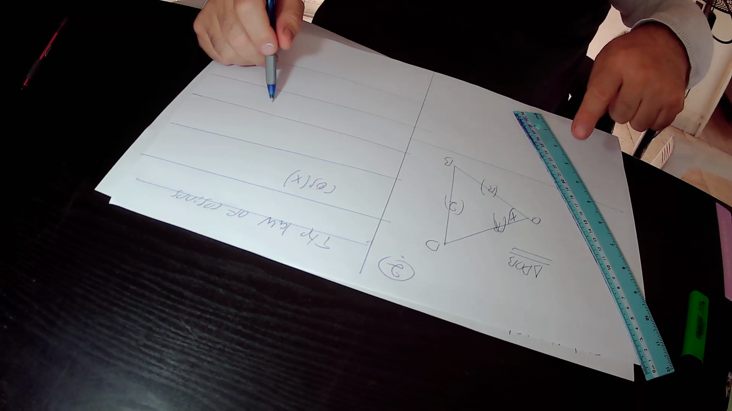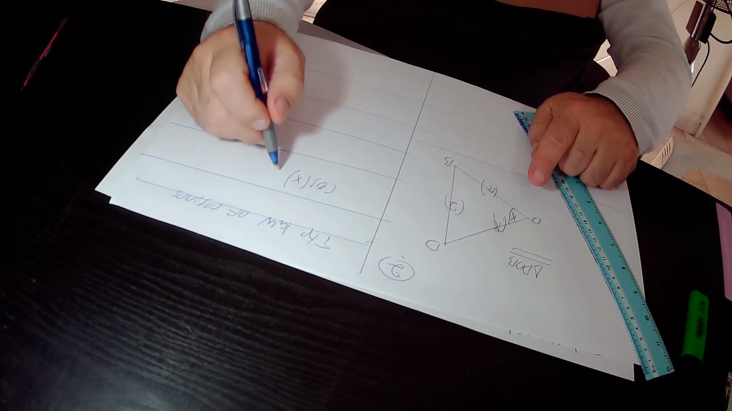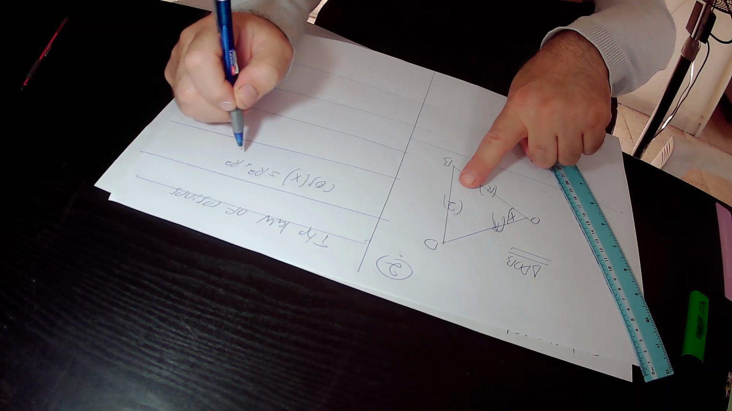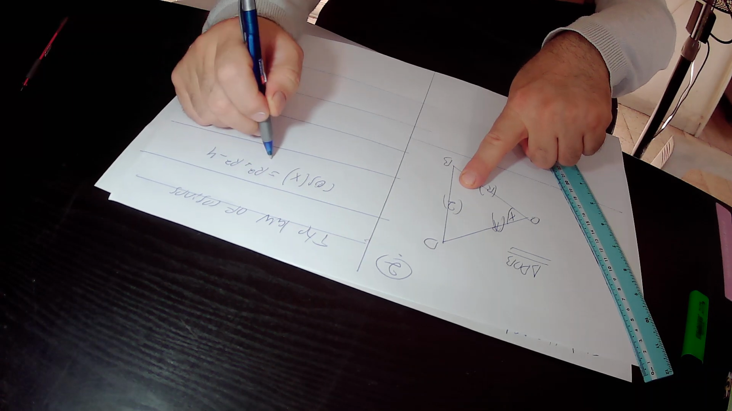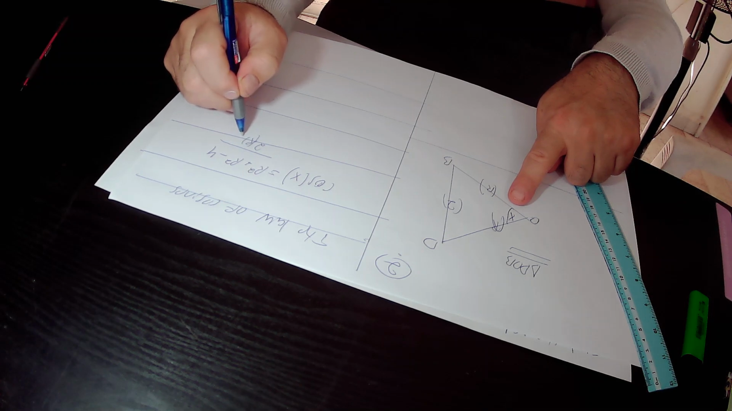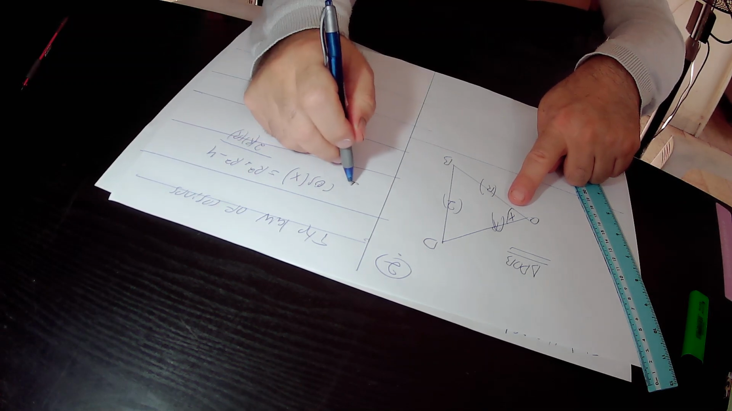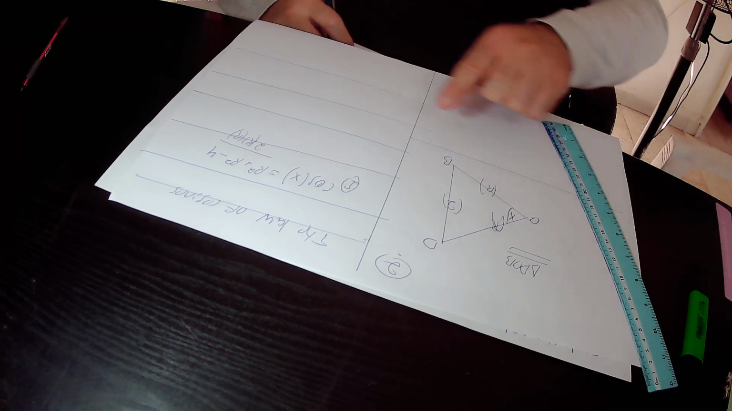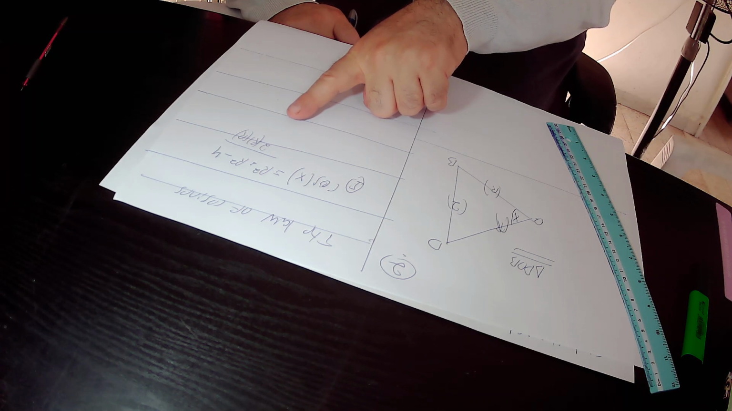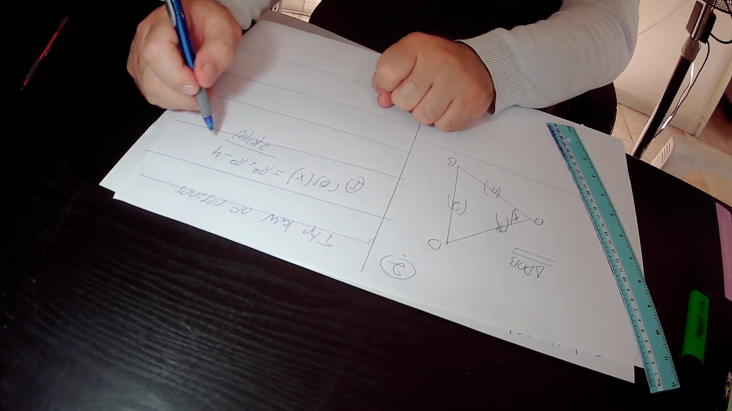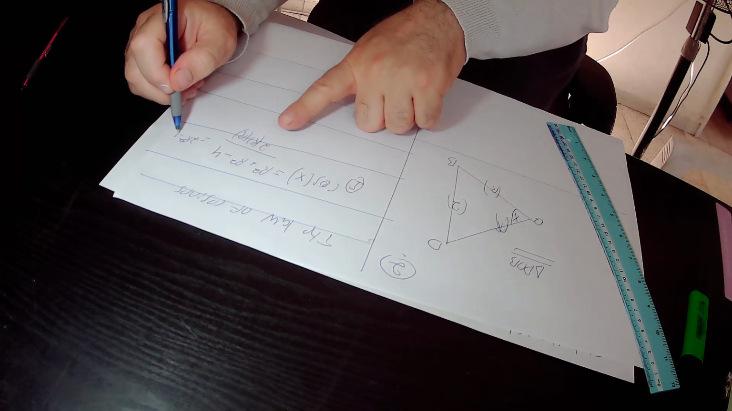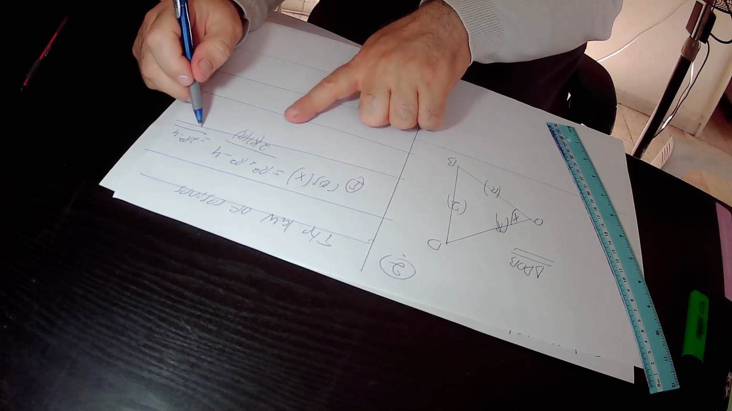equals R squared plus R squared minus 2 squared, that is 4, so it is minus 4, divided by 2 times R times R. So we found that according to the law of cosines in triangle DOB, cosine X equals R squared plus R squared minus 4 over 2 times R times R. R squared plus R squared is 2R squared. So in the numerator of this expression, we have 2R squared minus 4, divided by 2R squared.